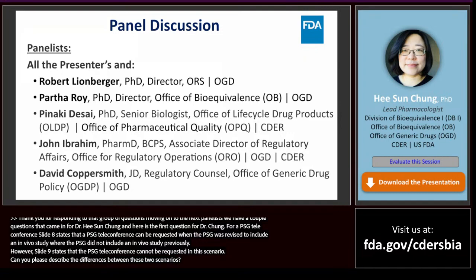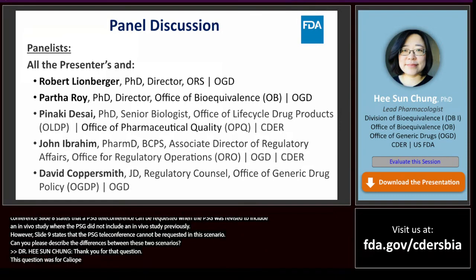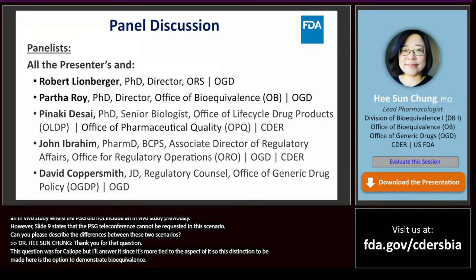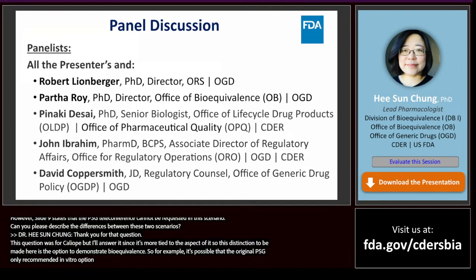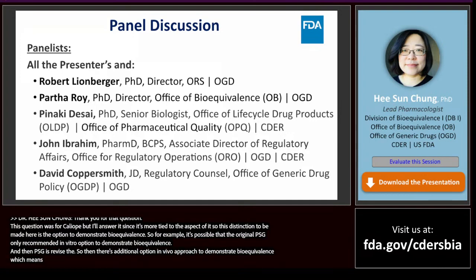Thank you for that question. This question originally came from Calliope, but I'll answer them since it's more tied to the review aspect of it. So the distinction to be made here is the option to demonstrate bioequivalence. For example, it's possible that the original PSG only recommended an in vitro option to demonstrate bioequivalence, and then the PSG is revised. So then there is an additional in vivo approach option to demonstrate bioequivalence, which means in that case, the applicant can choose either of the in vitro or in vivo option to demonstrate bioequivalence.